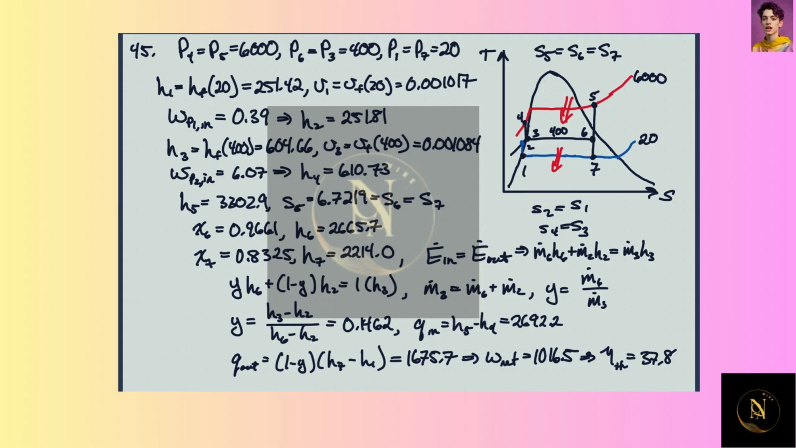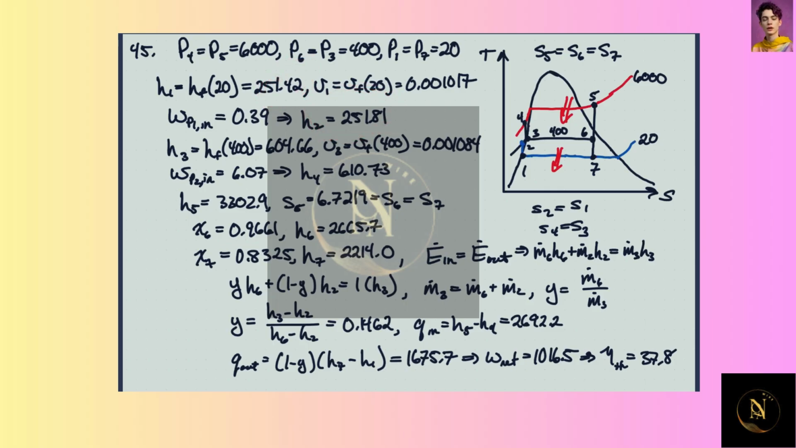So at 1, we know we have a saturated liquid at 20 kilopascals. And so we wind up with an enthalpy of 251 kilojoules per kilogram, and a specific volume. And then we can figure out what the work done by the pump is, which is just this first pump, because we're only pumping it up from 20 to 400. We only do about 0.4 kilojoules per kilogram of work. So then the enthalpy at 2 is this plus this, so almost the same.